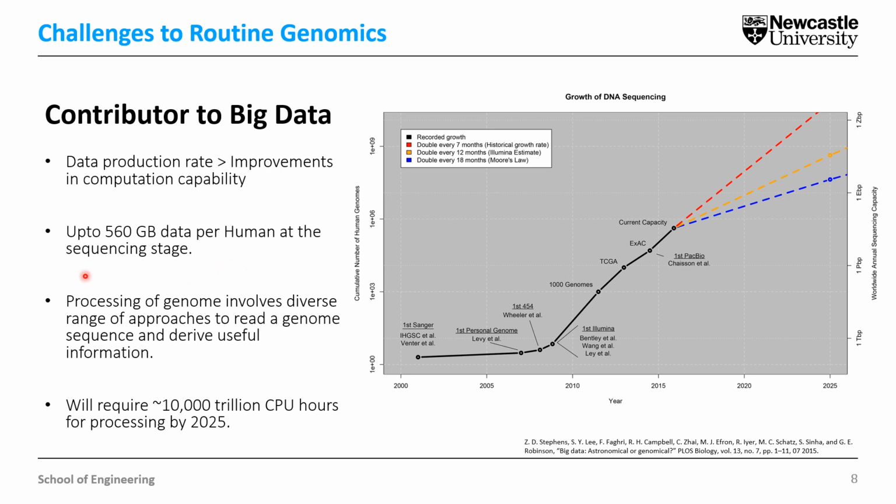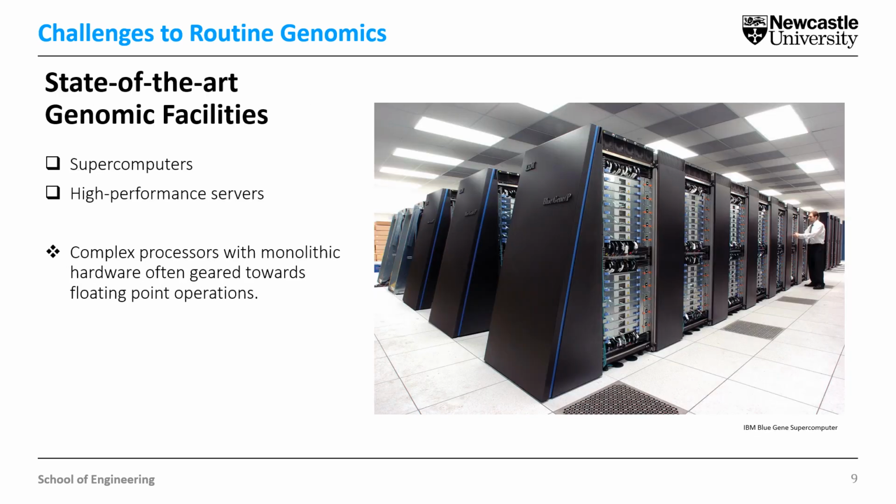It is known currently that up to 560 GB of data per human being is produced at sequencing stage. The processing done by genomics involves a diverse range of approaches, and it may need to do the same kind of processing on the entire data again and again multiple times to derive more and more information. The estimates show that we will require about 10,000 trillion CPU hours for processing entire genomic data by 2025.